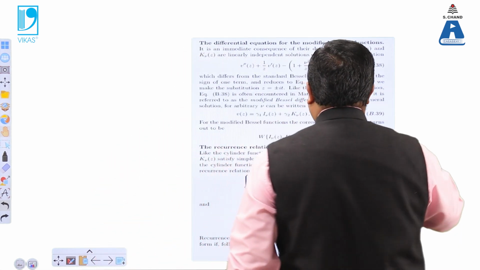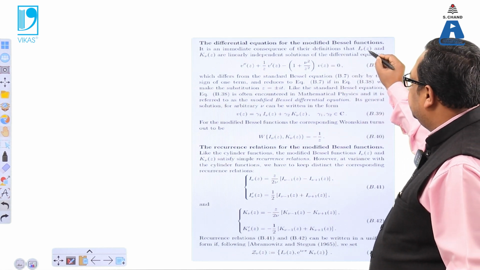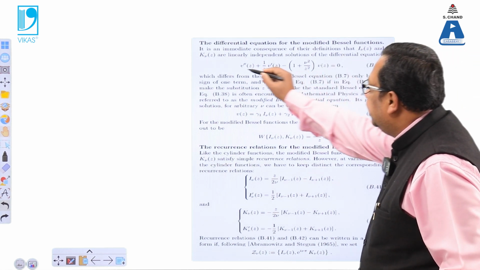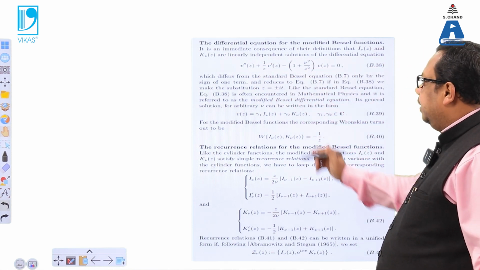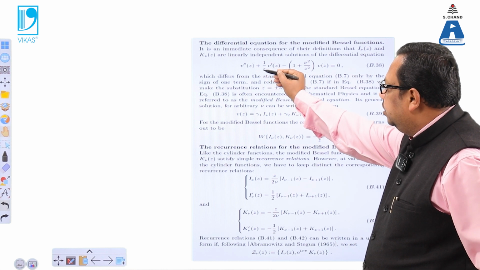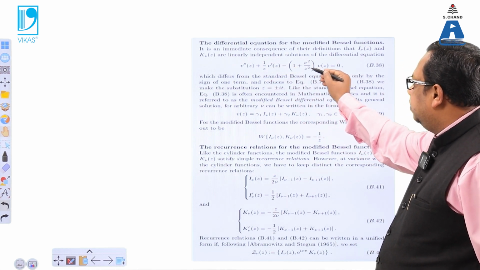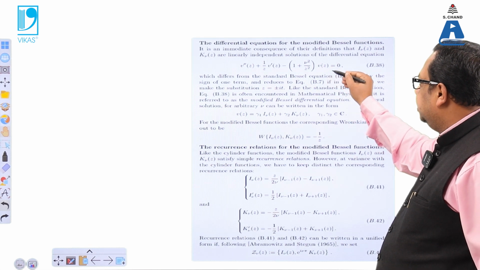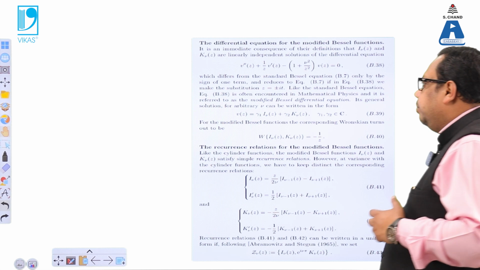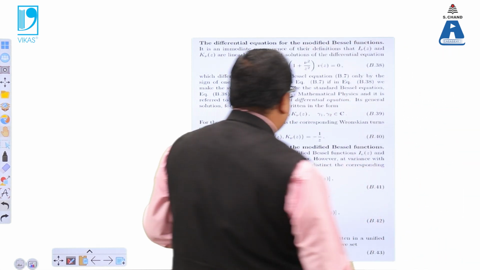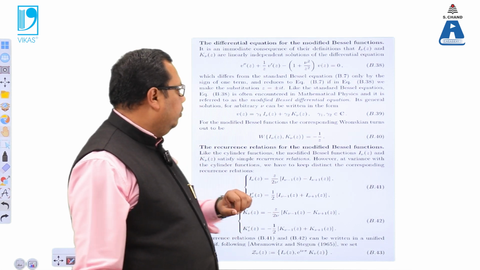Here we can see very clearly that we have I_v(z) which is used, and again K_v(z) is an independent solution of this. So we come to the conclusion that v double dash g plus 1 by z v dash g is equal to minus 1 plus v squared by z squared v(z) is equal to 0. This is the conclusion that we get when we are using this modified Bessel's equation.